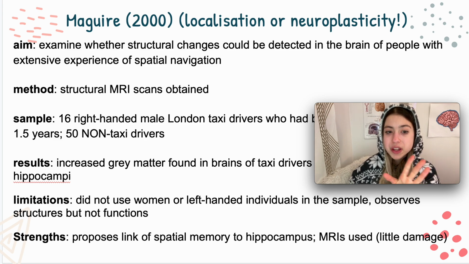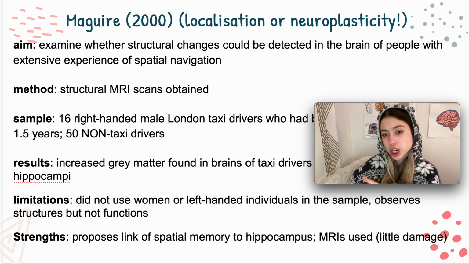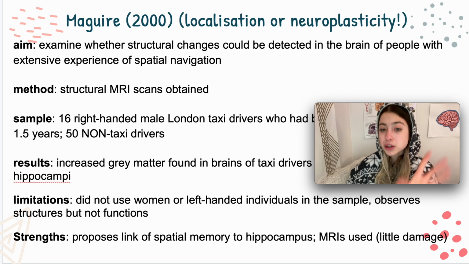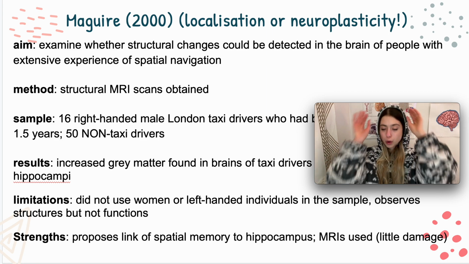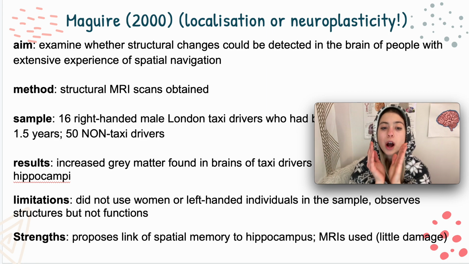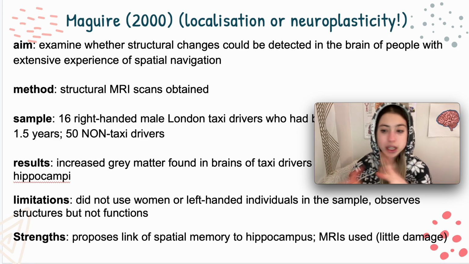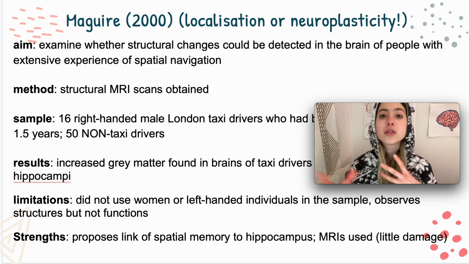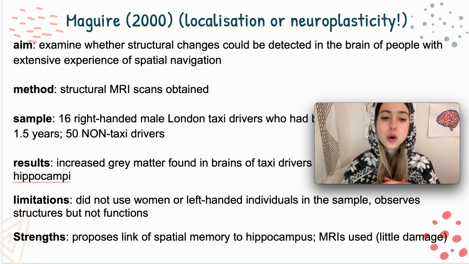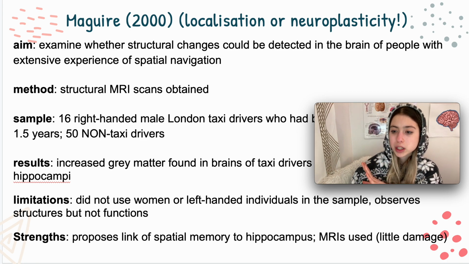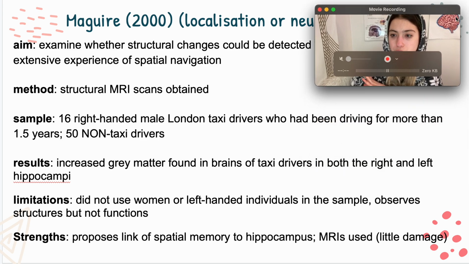But yeah, so the aim of this case was to examine whether structural changes could be detected in the brain of people with extensive experience of spatial navigation. I know, mouthful. Basically, they wanted to know if people who had to do a lot of directions and had to navigate through areas a lot had different structural changes, different parts, or if their brains were different than other people. So you'll understand this a little bit more when I talk about the sample and who was involved.